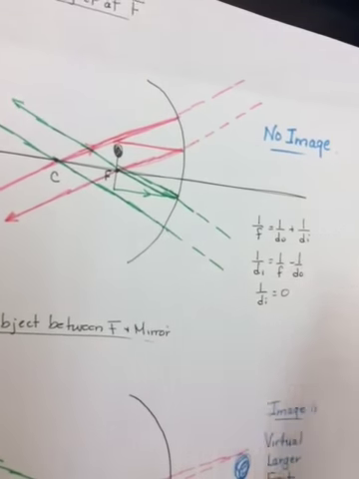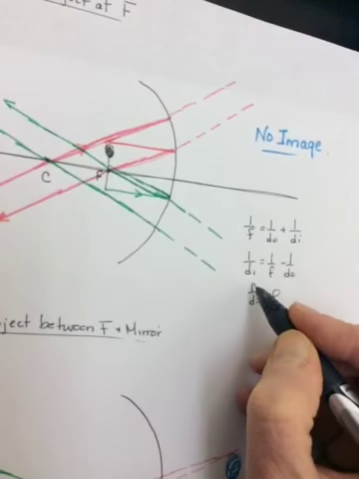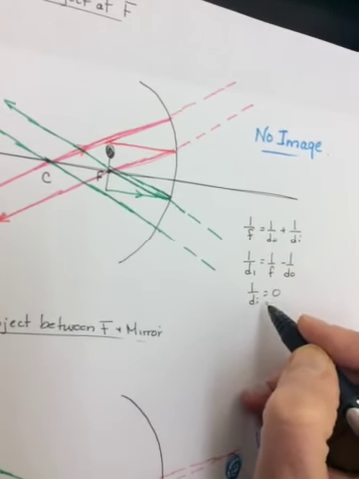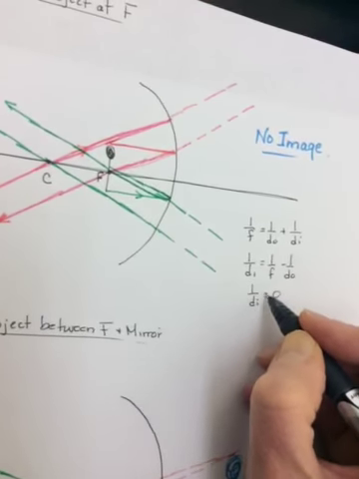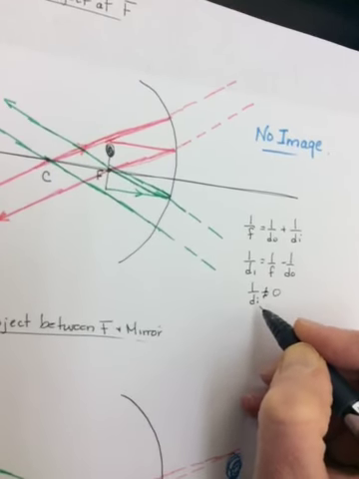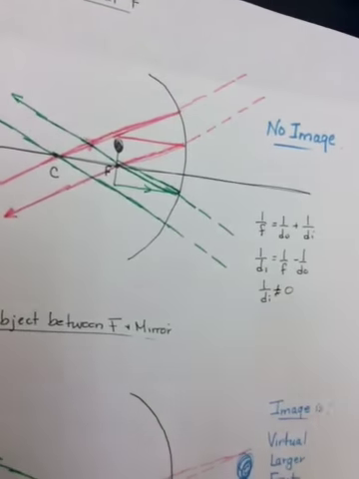That would mean that the dI must be infinitely big, because the only way you can divide something into 1 and get 0 is if the denominator is huge. And so there is no image because this is not possible, right? You can't find a distance for dI. Okay?